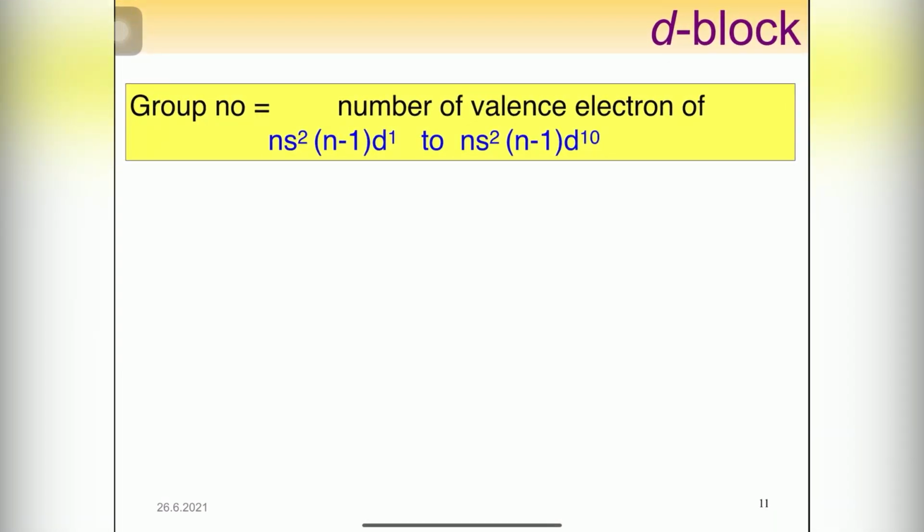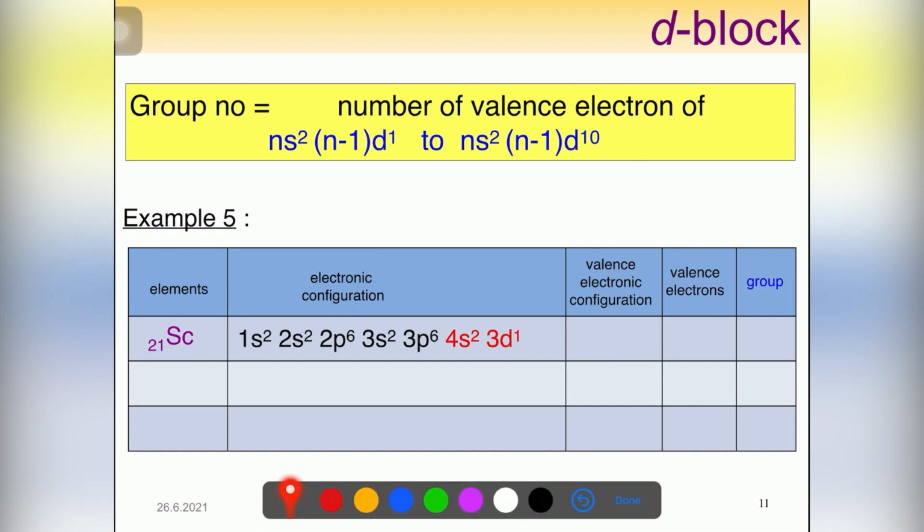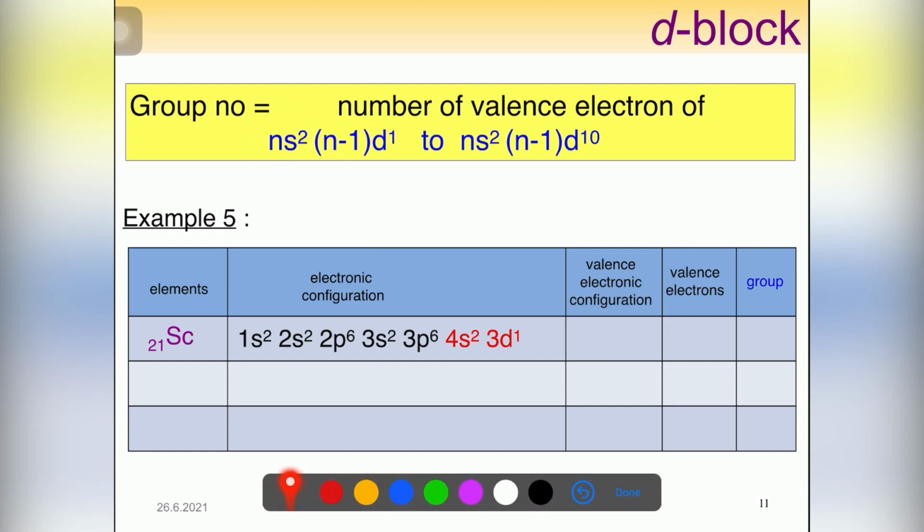Okay, let's see the D block. For the D block, the group number, we refer to the valence electrons that occupy orbital S and D. For example, scandium 21. This is the electronic configuration for scandium. I told you that it will occupy orbital S and D. Let's see, the highest n here is 4. So 4 minus 1.